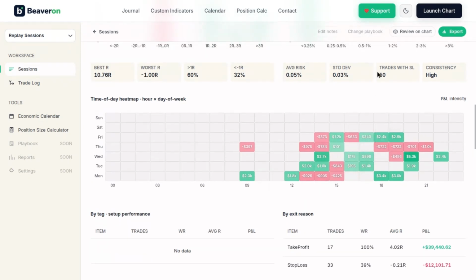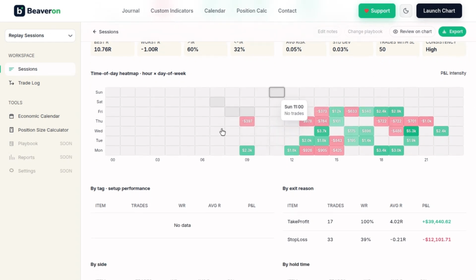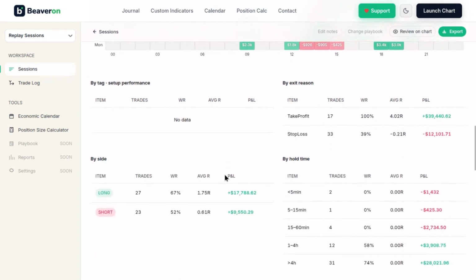Obviously, this is important. Trades with a stop loss, 50. So out of the 50 trades I took, all of them had a stop loss. That's kind of what it needs to be. And then you can look at this. This is kind of a time of day heat map, hour times the day of the week. You can see it just shows all these losing days and winning days. Yes, you do take losses, obviously.